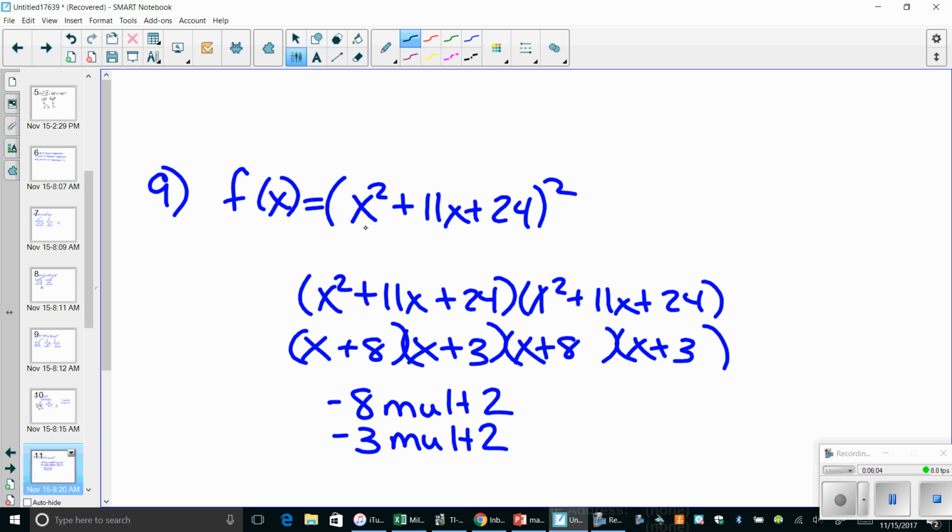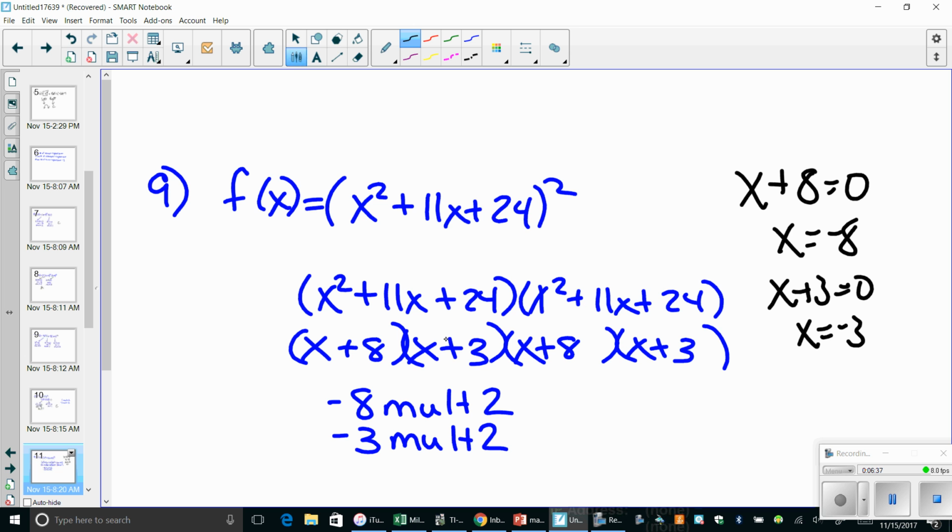Number 9. You've got x squared plus 11x plus 24, squared. So that's like having the same factor twice. X squared plus 11x plus 24 can factor to x plus 8 times x plus 3, because 8 times 3 is 24, and 8 plus 3 gives you that middle term of 11. So I have x plus 8 and x plus 3, and x plus 8 and x plus 3. When you solve those, if you set x plus 8 equal to 0, you get x is negative 8. And if you solve x plus 3 equals 0, you get x is negative 3. So you get negative 8 twice and negative 3 twice. So my answer to number 9 is D.